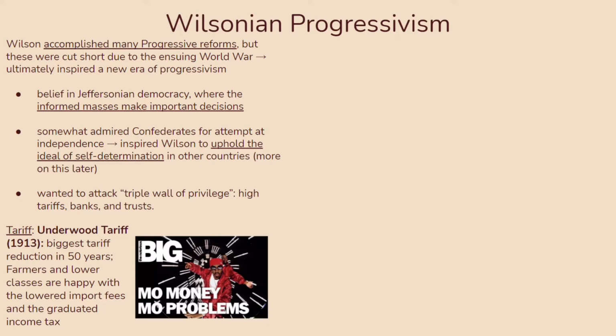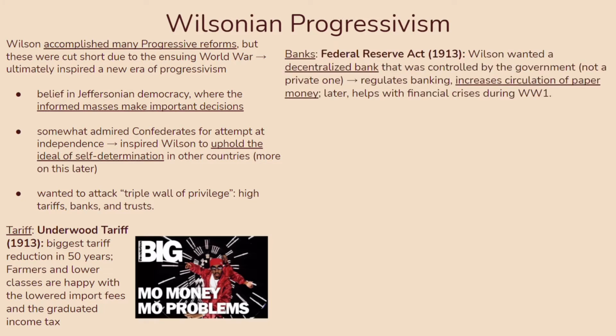And this is really just one way that Wilson does this. Another way that Wilson attacks this problem is through reforming the banks, specifically with the Federal Reserve Act of 1913. So Wilson wanted a decentralized bank that was controlled by the government, not a private one. And this act specifically regulated banking, increased the circulation of paper money, and later helped with the financial crises during World War I. So definitely an important act to know about.